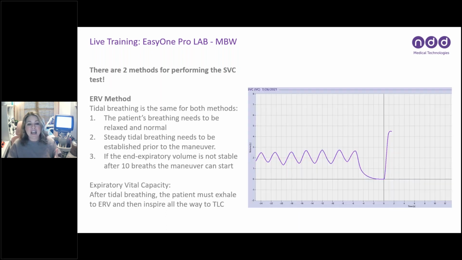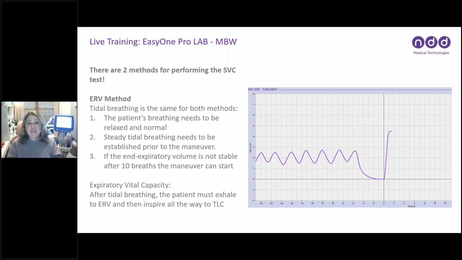So as I mentioned, tidal breathing is the same in both methods. We still have to establish that steady tidal breathing, or it will prompt us at 10 breaths to start the maneuver. Coordinating with the patient, the first instruction after tidal breathing is we're going to have our patient exhale all the way down to ERV, and then when prompted, take that big deep breath in all the way up to TLC.